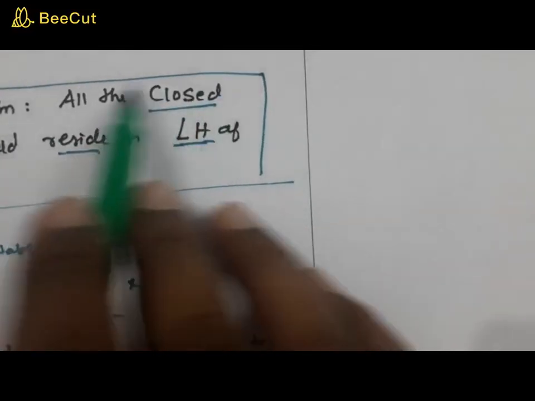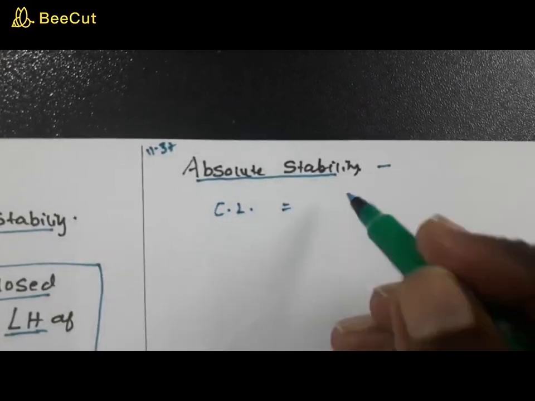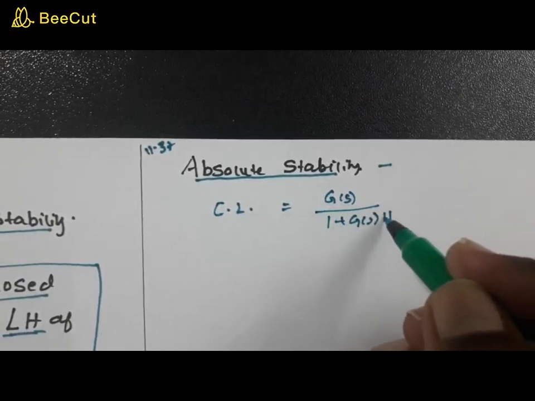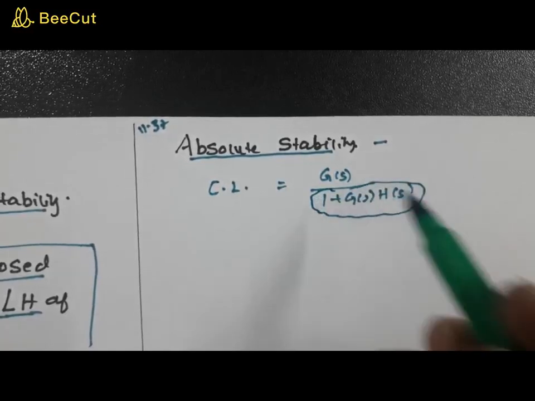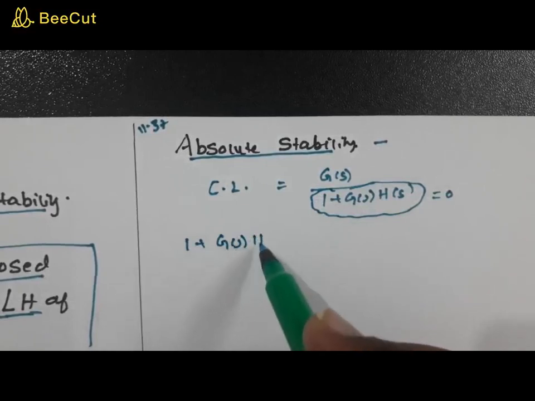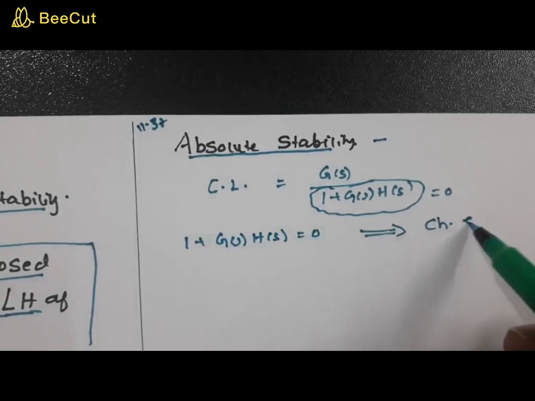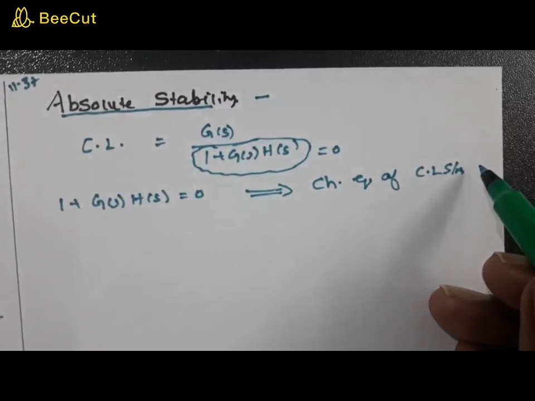Okay, now how will you get the closed loop poles? We know that the closed loop transfer function is given by G(s) by 1 plus G(s)H(s), right? So how will you get the poles? You can equate this thing to 0, right? And what is this called? This 1 plus G(s)H(s) equal to 0 is what is called the characteristic equation of the closed loop system, right?